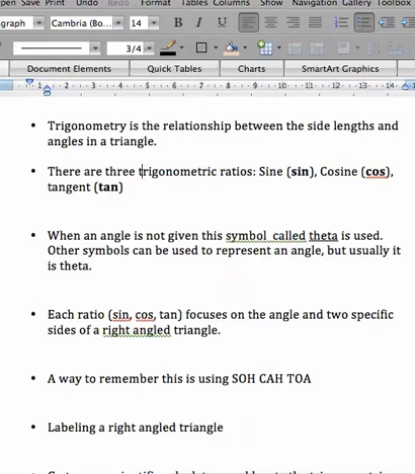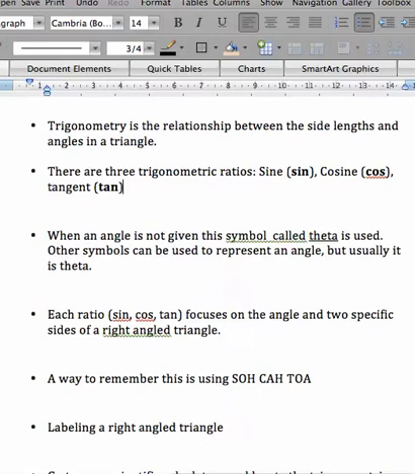Now, there are three trigonometric ratios that you have to remember. We always write them in the shorter version, but the long version we say sine. For short, it's S-I-N. A lot of students pronounce it as sin, but you still say sine. The second one is cosine, or cos for short. And the third one is tangent, or tan for short. So sine, cosine, and tangent are the three trigonometric ratios, and the shorter way of saying it is sine, cos, and tan.